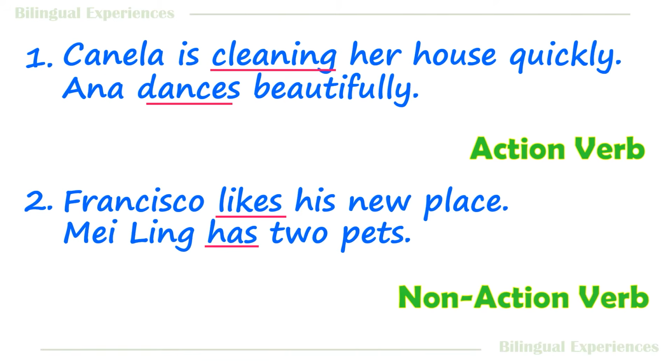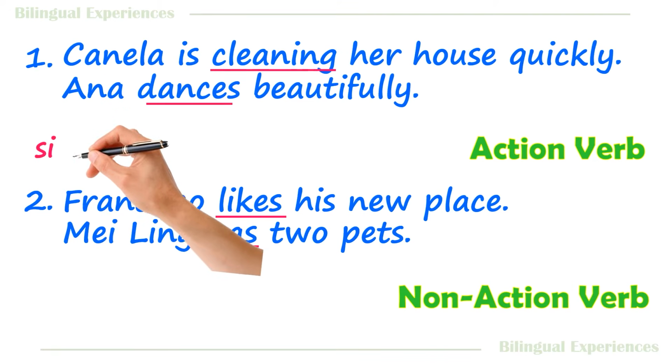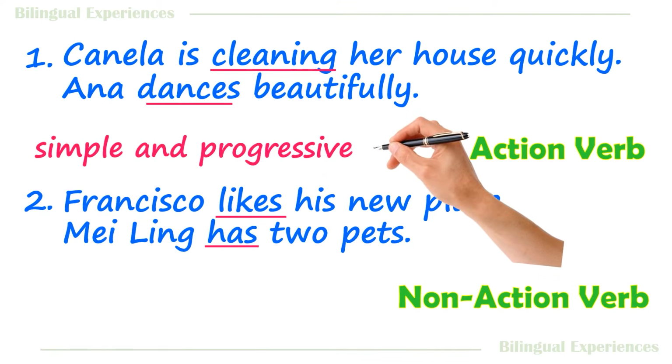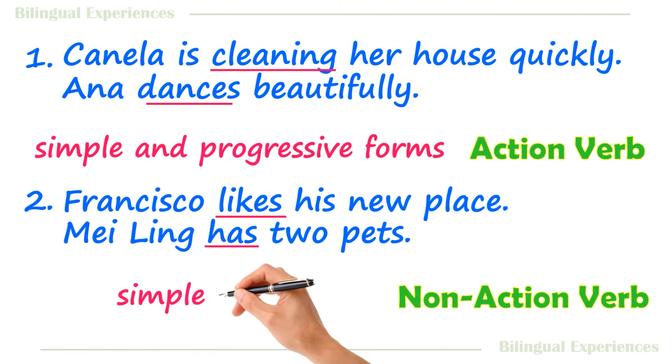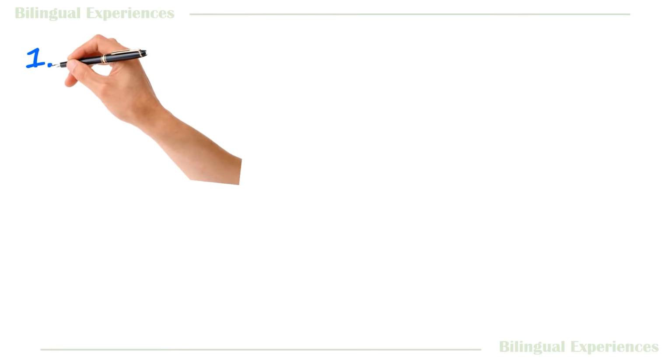What else can we say about this? As you can see, action verbs can take simple or progressive forms, while non-action verbs take only simple forms. That is, we can use simple present, simple past, or simple future, but never a progressive form. Let's talk about another difference.